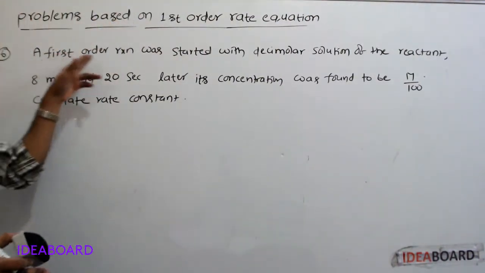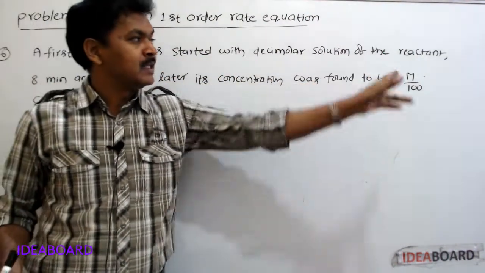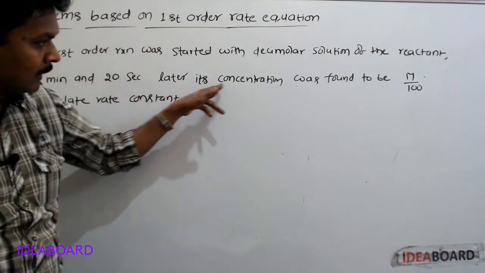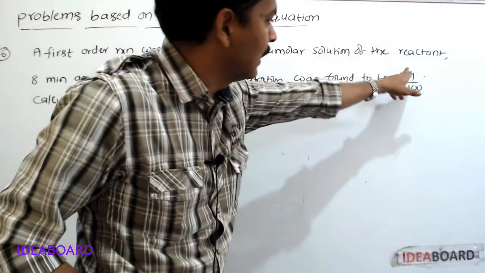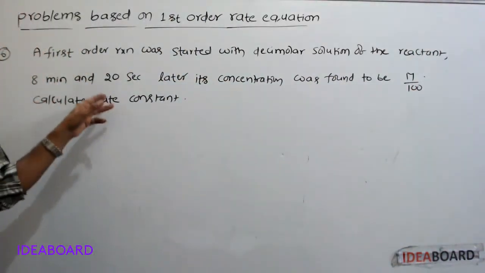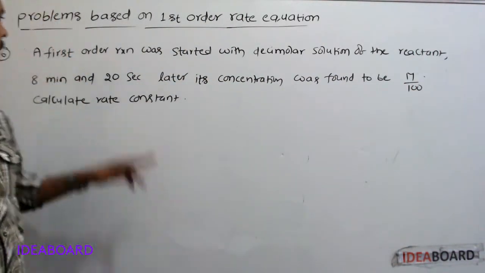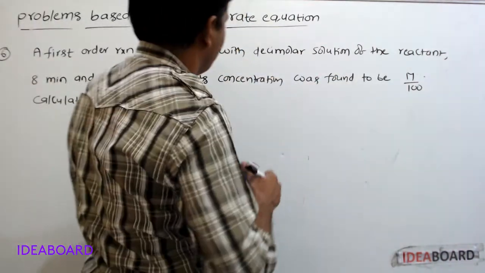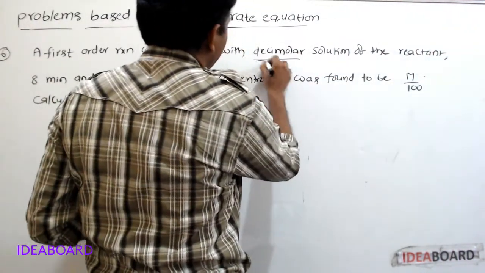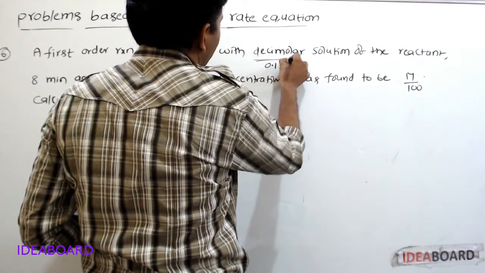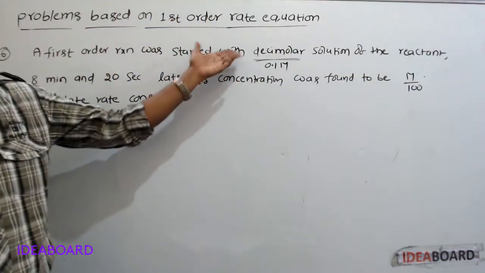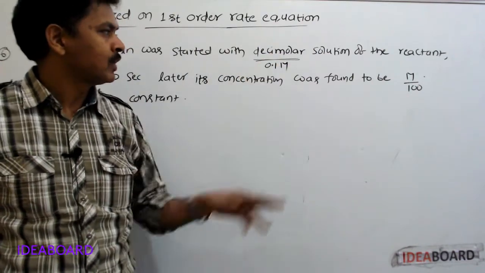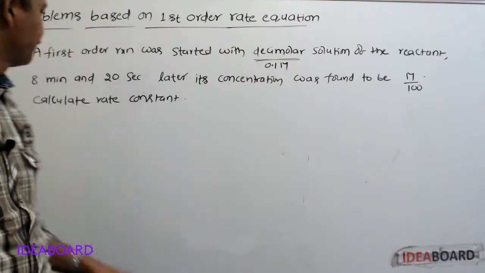So next problem. A first order reaction was started with decimolar solution of a reactant. 8 minutes and 20 seconds later, its concentration was found to be M by 100. Calculate the rate constant. Decimolar is nothing but 0.1 molar. Deci means 1 by 10, and 1 by 10 means 0.1 M.